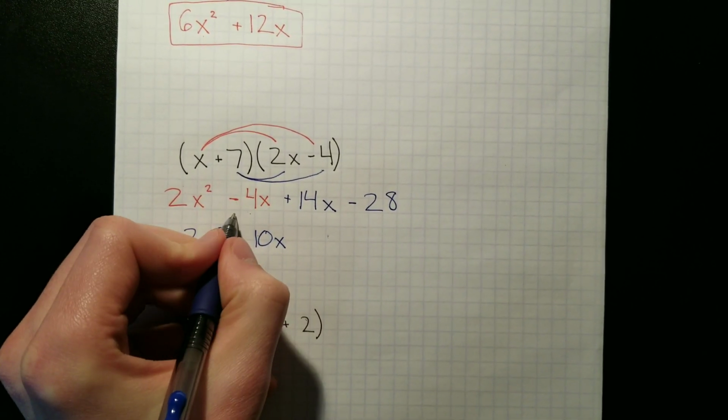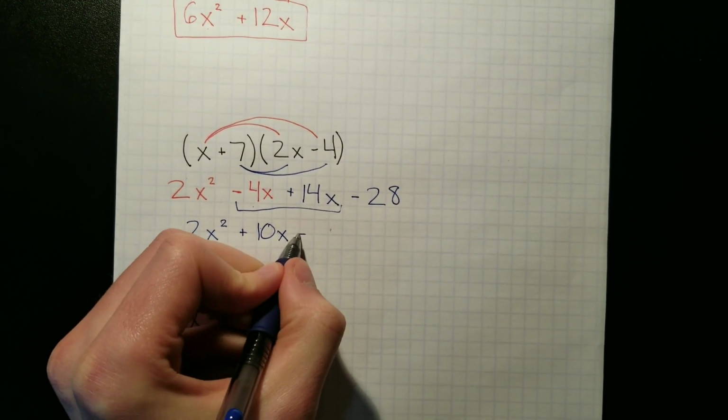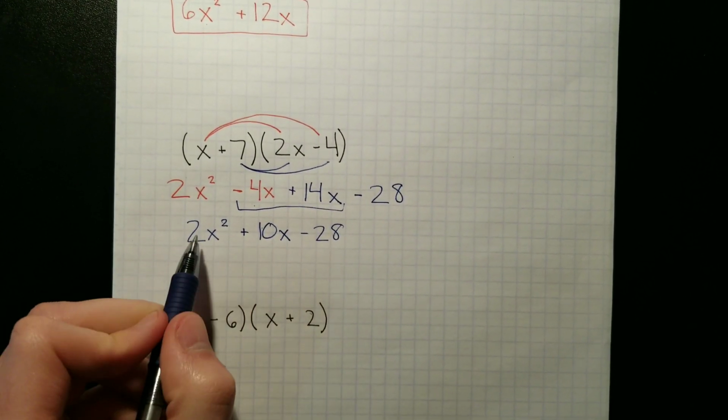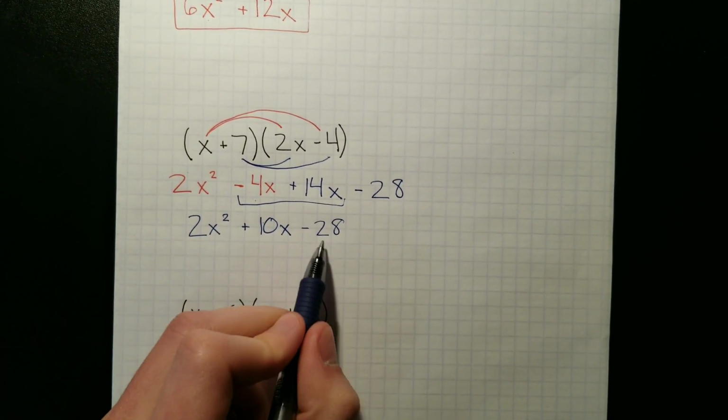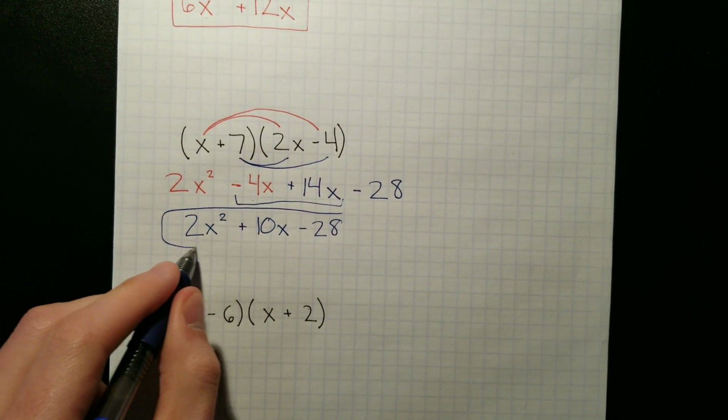So we've added those together. And we carry down that negative 28 because there is nothing else to add to that. So 2x squared plus 10x minus 28, that's going to be our solution. So that is the final answer here.